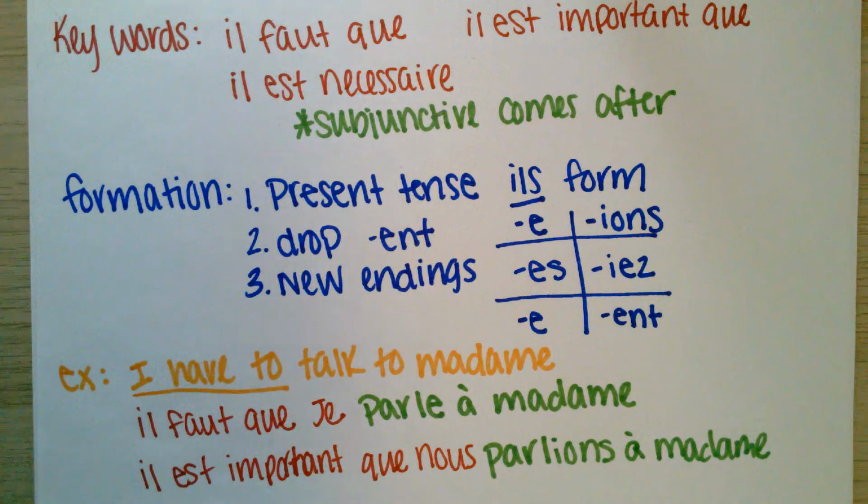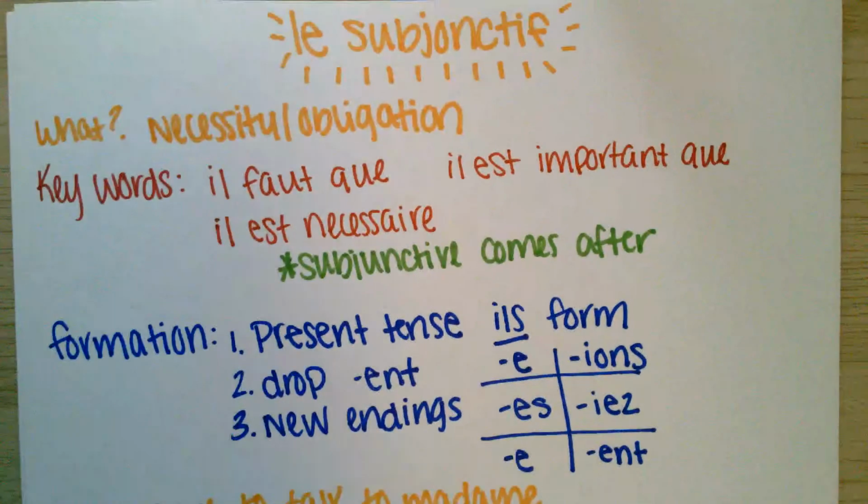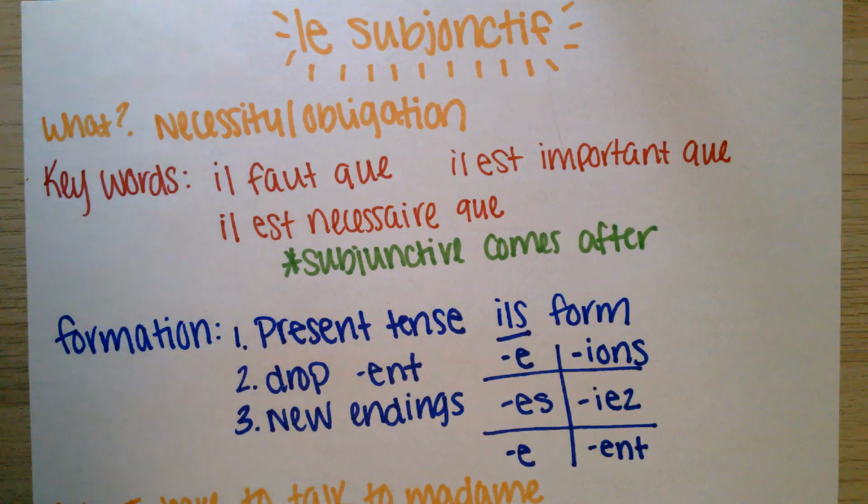We're going to talk about those in our next video, but c'est tout pour aujourd'hui. That's it for today. I hope that the subjunctive was pretty easy for you and not super hard, as long as you can remember that the subjunctive is used for necessity or obligation. There are three key phrases: il faut que, il est important que, and il est nécessaire que. In our formation, we take the present tense il form, drop our ent, and add on our new endings. And that is how you form the subjunctive.